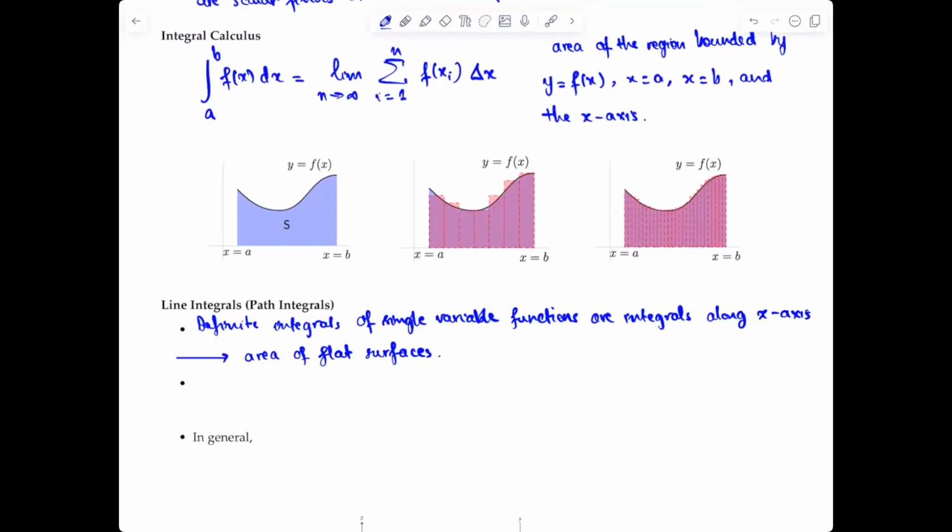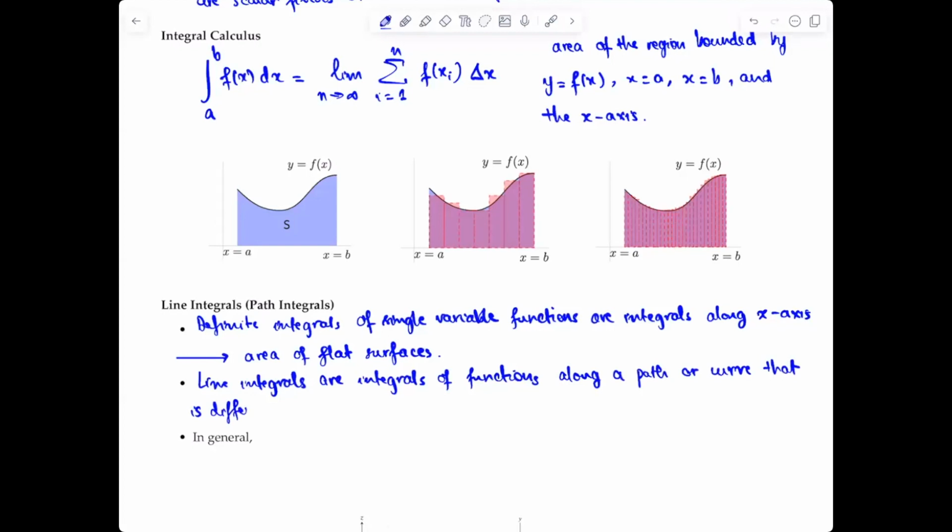But what if we don't have the x-axis? We no longer have the x-axis. We now follow a certain curve or certain path. So we use something called line integrals. Intuitively, line integrals are integrals of functions along a path or curve that is different from the x-axis.